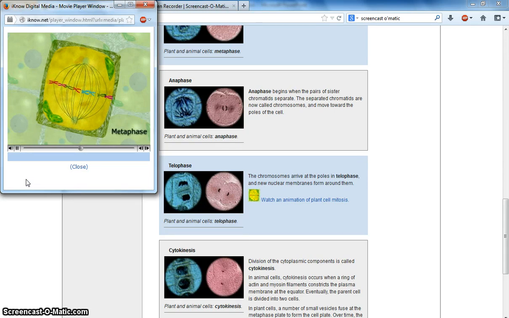The chromatids remain lined up between the poles of the cell during metaphase. Anaphase begins when the pairs of sister chromatids separate. The separated chromatids are now called chromosomes and move toward the poles of the cell. During telophase, the chromosomes arrive at the poles and new nuclear membranes form around them. Cytokinesis, or cytoplasmic division, begins when a number of small vesicles fuse together at the metaphase plate to form the cell plate. Eventually, the cell plate reaches across the cell and joins with the plasma membrane. This creates two separate cells, each with an identical set of chromosomes. The daughter cells are now in interphase between phases of mitosis.